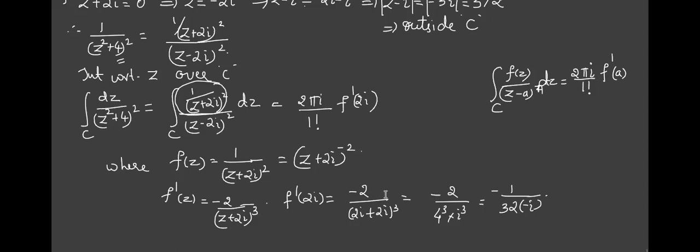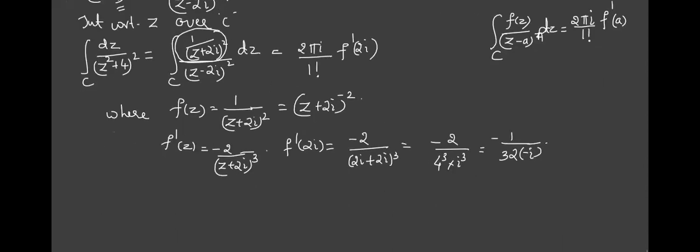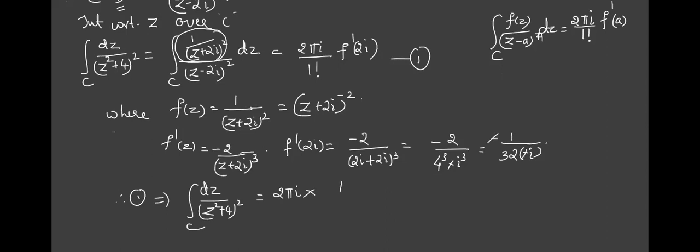So let us substitute over here. I'll call it equation 1. Equation 1 becomes integration dz upon z square plus 4 the whole square over c is equal to 2 pi i. 1 factorial is 1 only. Value of f dash of 2i: minus into minus, we can write it as plus. So it is 1 upon 32i. Correct? What is the answer? 2 pi i times 1 upon 32i, 2 ones are 2, 2 sixteens are 32. The answer is pi by 16.